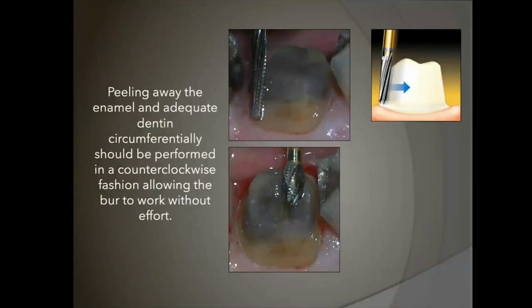Peeling away the enamel and having adequate dentin circumferentially should be performed in a counterclockwise fashion, allowing the burr to work without effort. These carbide burrs are actually designed to strip away the enamel. These are burrs available from SS White. They're called Great White burrs. And we use these for our gross reduction.